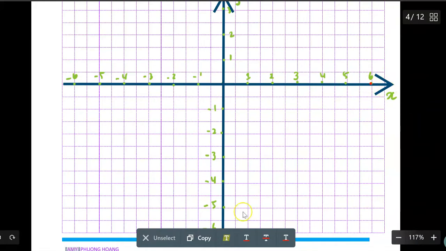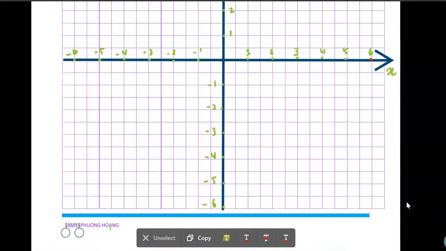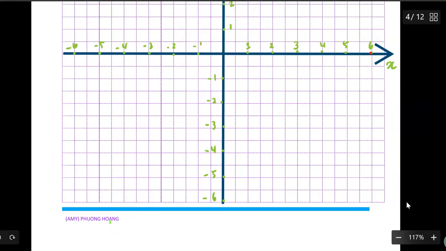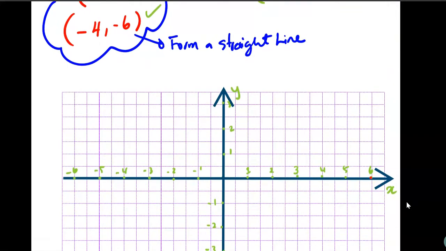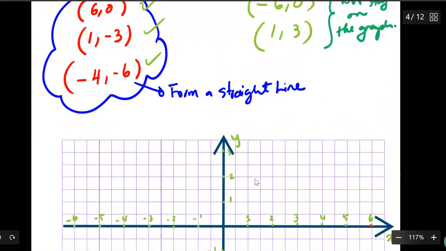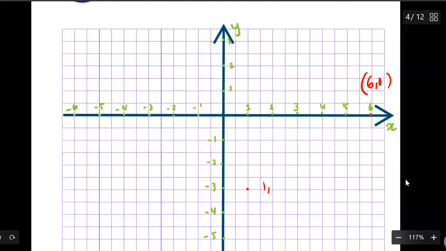Then what I'm going to do next is find the next point, which is 1 and negative 3. So let me go down to find 1 and negative 3. It is down here, so it is this point. So this is 1 and negative 3. I want to label that before I forget. So it's 6 and 0, and this is 1 and negative 3.